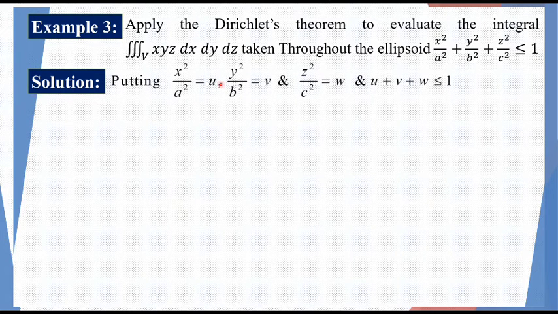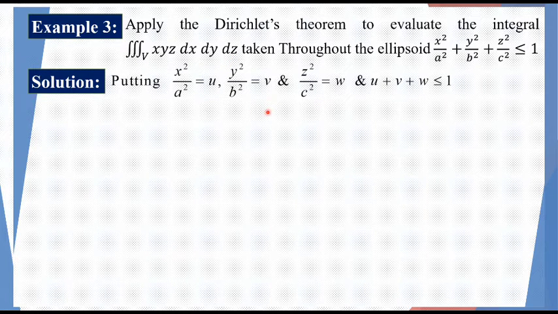So for this we can put x square upon a square is equal to u, y square upon b square is equal to v, and z square upon c square is equal to w. So from here this equation is converted into u plus v plus w is less than or equal to 1. So now the condition is converted into the appropriate form. Now we have to change this integral in terms of u, v and w.